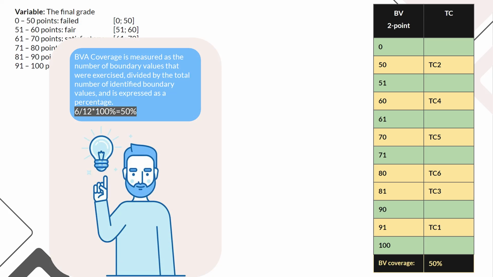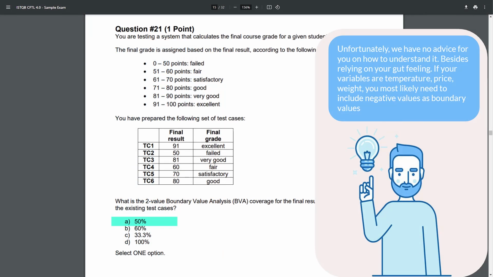BVA coverage is measured as the number of boundary values that were exercised, divided by the total number of identified boundary values, and is expressed as a percentage. 6 divided by 12 and multiplied by 100 equals 50%. Accordingly, answer option A is the correct answer option.